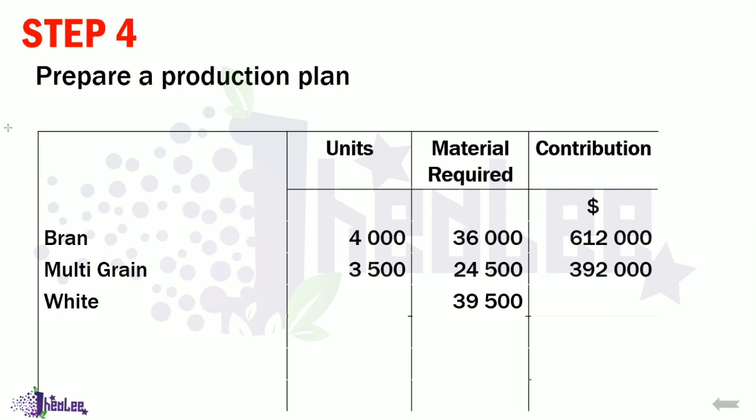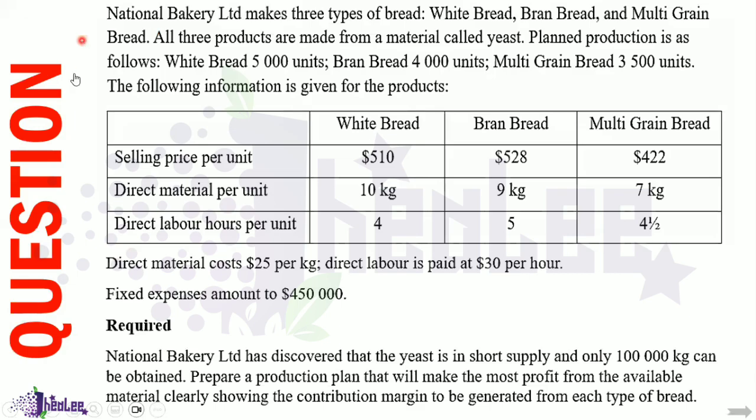Now, guess what, people? Because we only have 39,500 of material available, it looks as if we cannot produce all the units that the business plans to produce for the white bread. Let's go back to the question. So the business actually planned to produce 5,000 units of white bread. But again, we're not sure if the business is able to produce the 5,000 given the fact that only 39,500 kg of material is left.